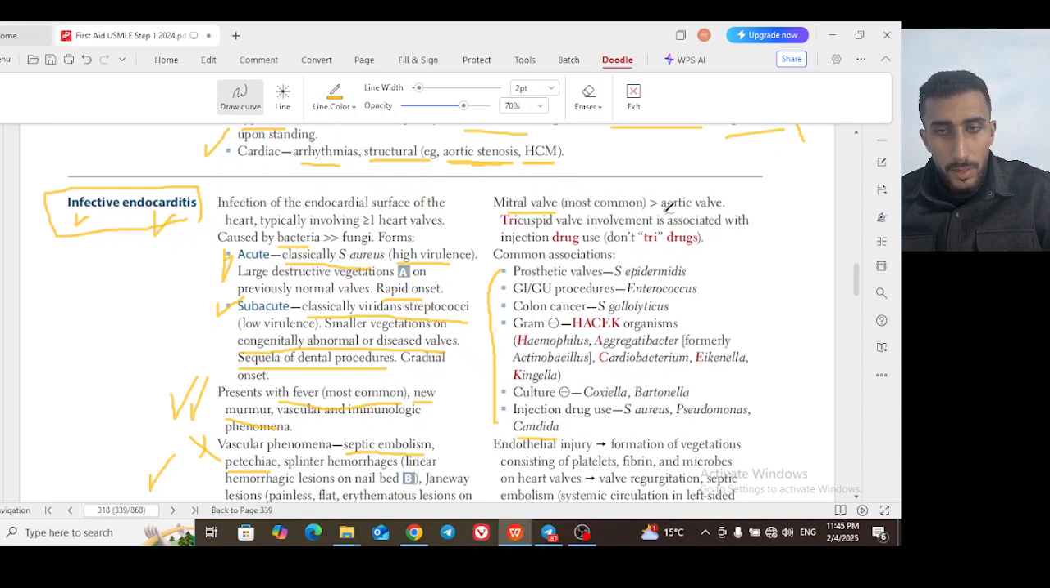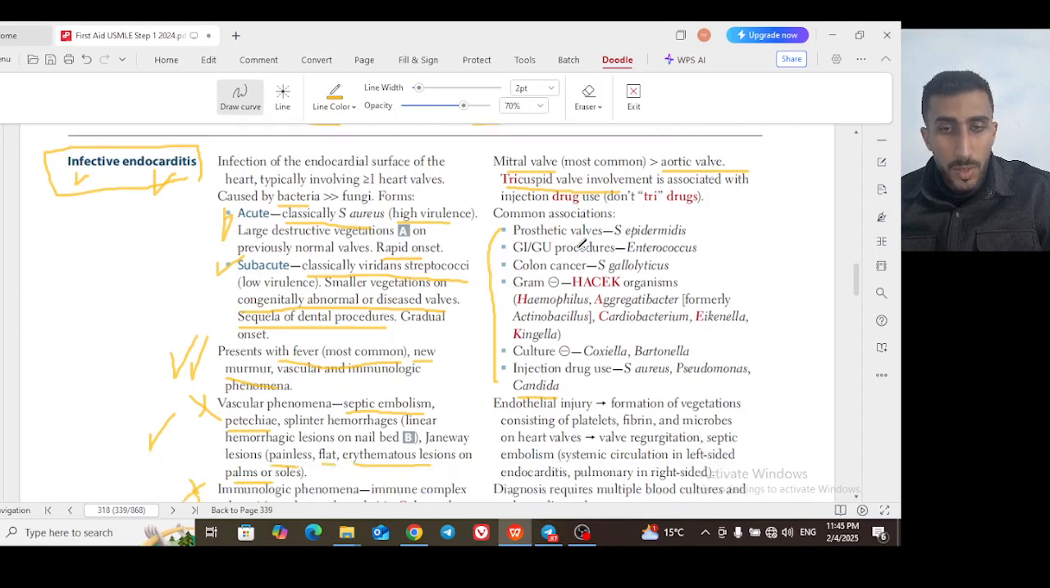This is a mitral valve, and it is more common than the aortic valve, but there is a specific population, which is IV drug users. When you inject drugs into the veins, the veins drain into the right side of the heart. So in this specific population, tricuspid valve involvement is the most common. Tricuspid valve involvement is associated with injection drug use.